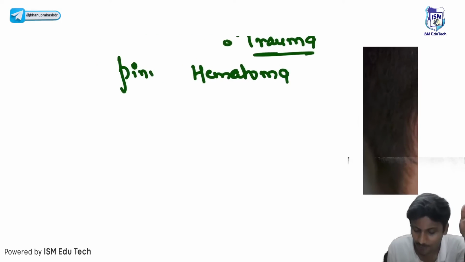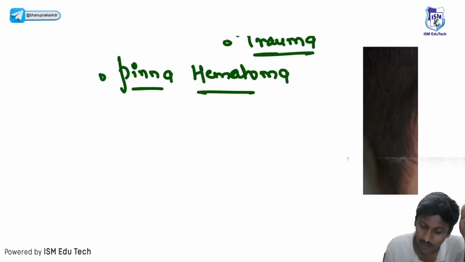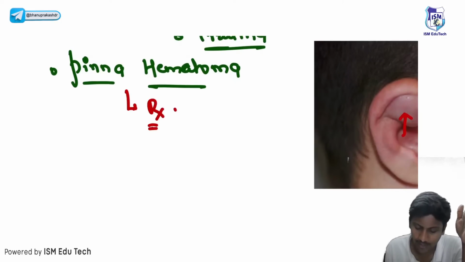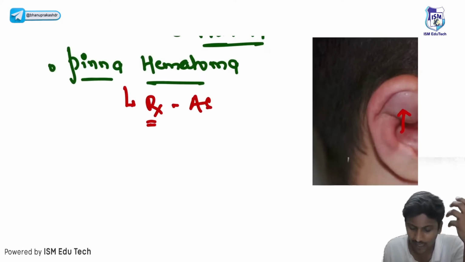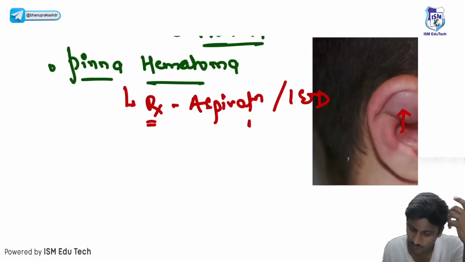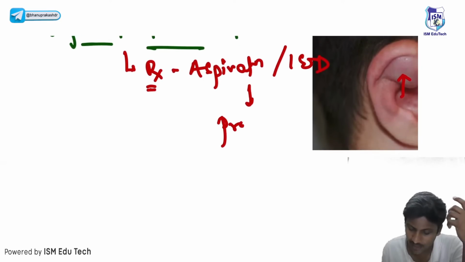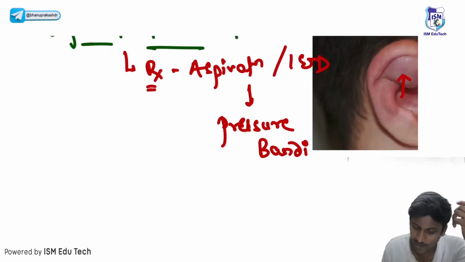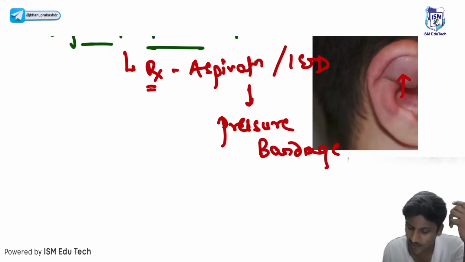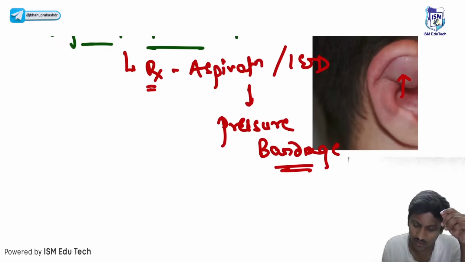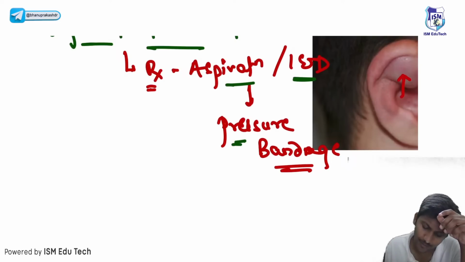The most common cause of pinna hematoma, we know, is trauma definitely. And what should be done for treatment? Just like for septal hematoma, here also we can go for aspiration or an incision and drainage, followed by a pressure bandage. In cases of septal hematoma, we were applying nasal packing. Just like that, here we need to apply a pressure bandage definitely. Otherwise, there can be recollection of the hematoma again.